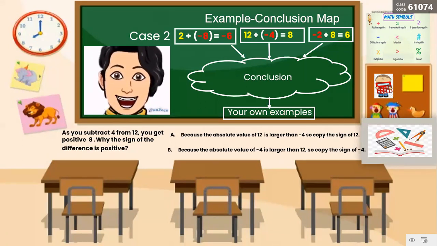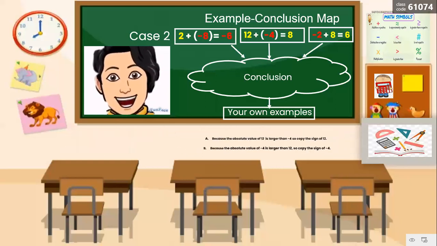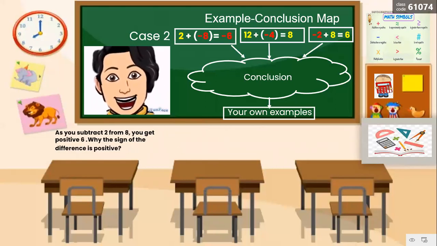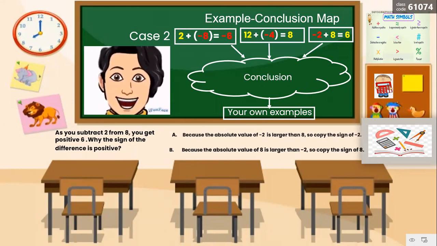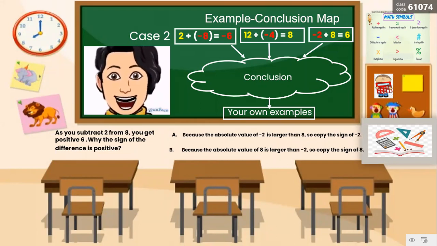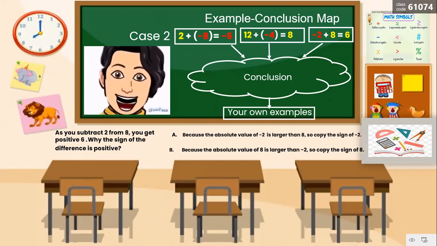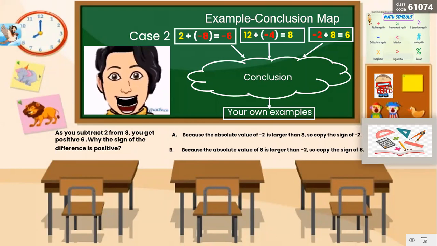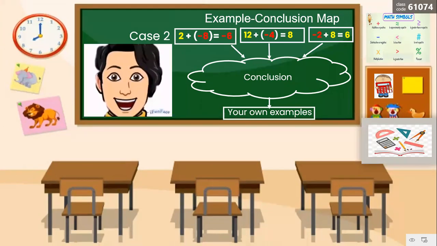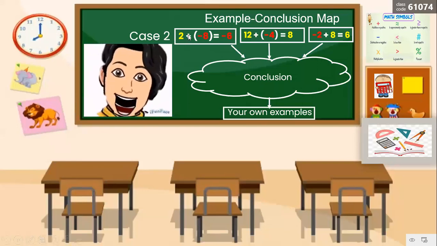Okay. In example 3, as you subtract 2 from 8, you get positive 6. Why the sign of the difference is positive? Is it A or B? Okay, very good. That is letter B. Because the absolute value of 8 is larger than negative 2. So copy the sign of 8. Okay, very good. Now, let's combine your observation.